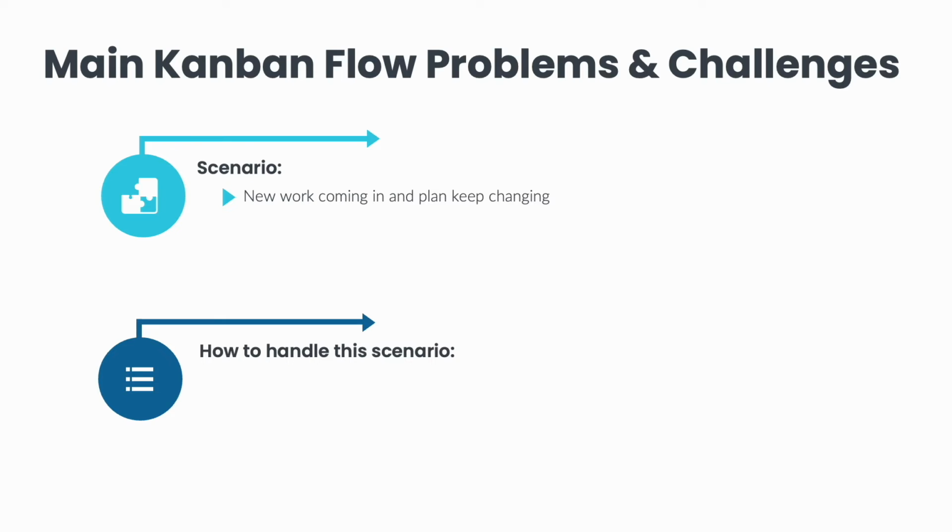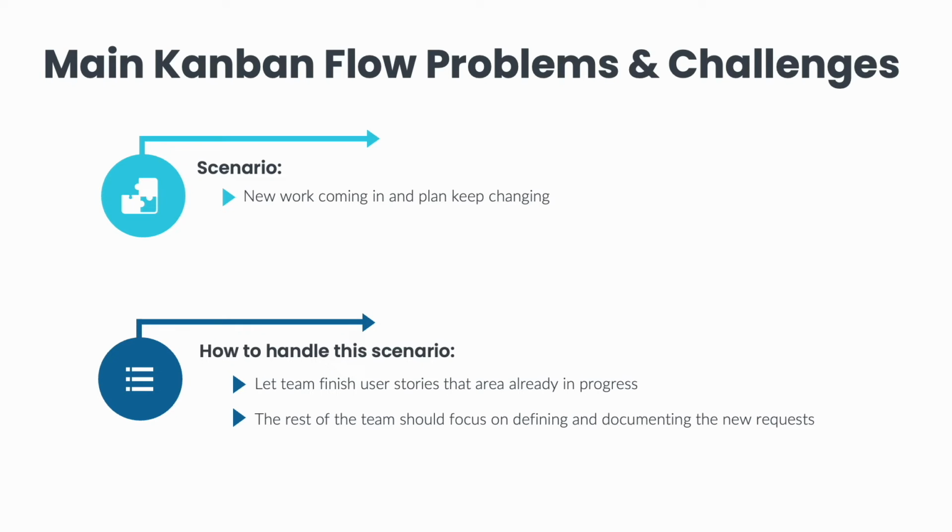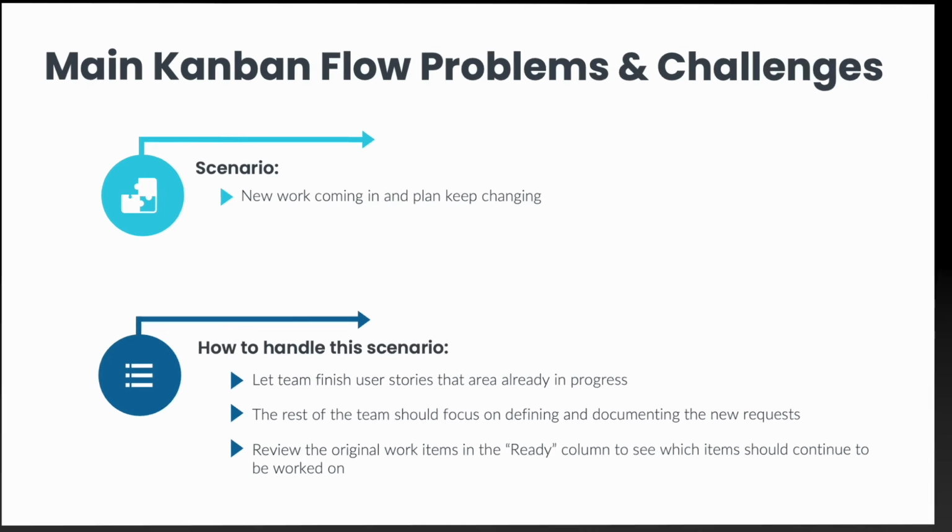In this scenario, if any user stories are in progress already by your development team, you might want to let them finish those. You can double check on this with your management as well. It's usually a good idea to let them finish those in-progress user stories, and while they do that, the rest of the team can focus on defining and documenting the new requests. The original work items in the Ready column should probably be reviewed with stakeholders and the product lead to see if any of them should be kept, or just moved all back to the backlog.